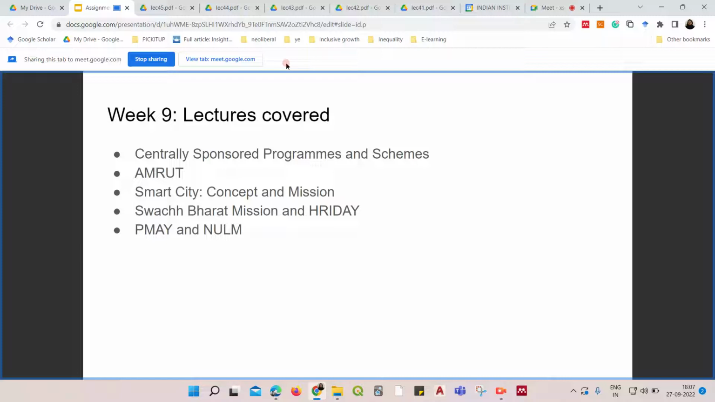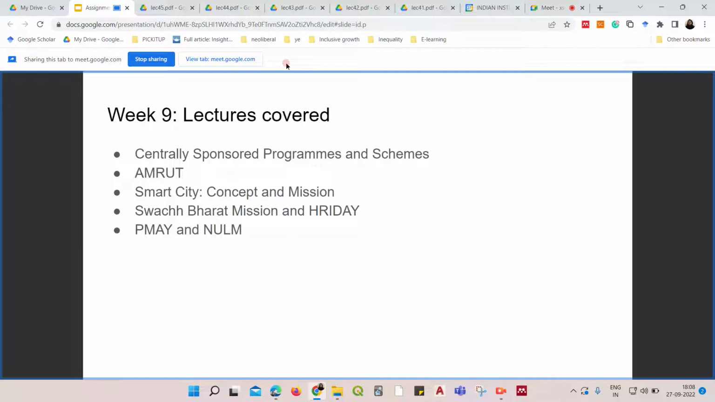Then you would have studied about Amrut. Amrut is one such centrally sponsored program. So you would have gotten detailed information and introduction about Amrut, what the scheme is about, how it functions, how the funding for Amrut is secured. All of that you would have studied in that lecture.